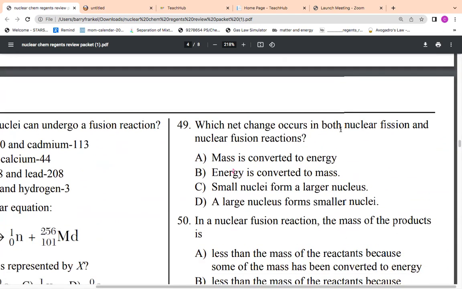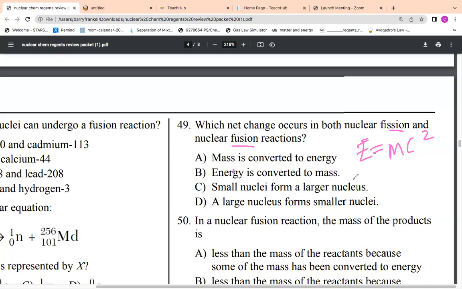All right, 49. Which net change occurs in both nuclear fission and fusion? The same goes for both of them. We spoke about this in lesson 5.5, I believe. We use this equation to describe what's going on here. Again, we didn't learn how to use the equation. I just introduced you to the idea of it.